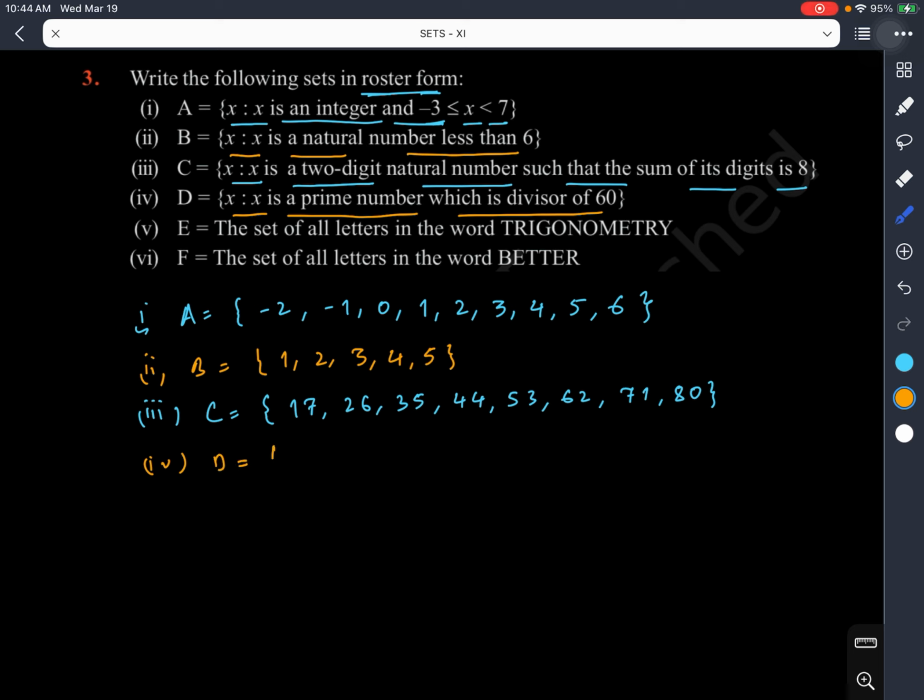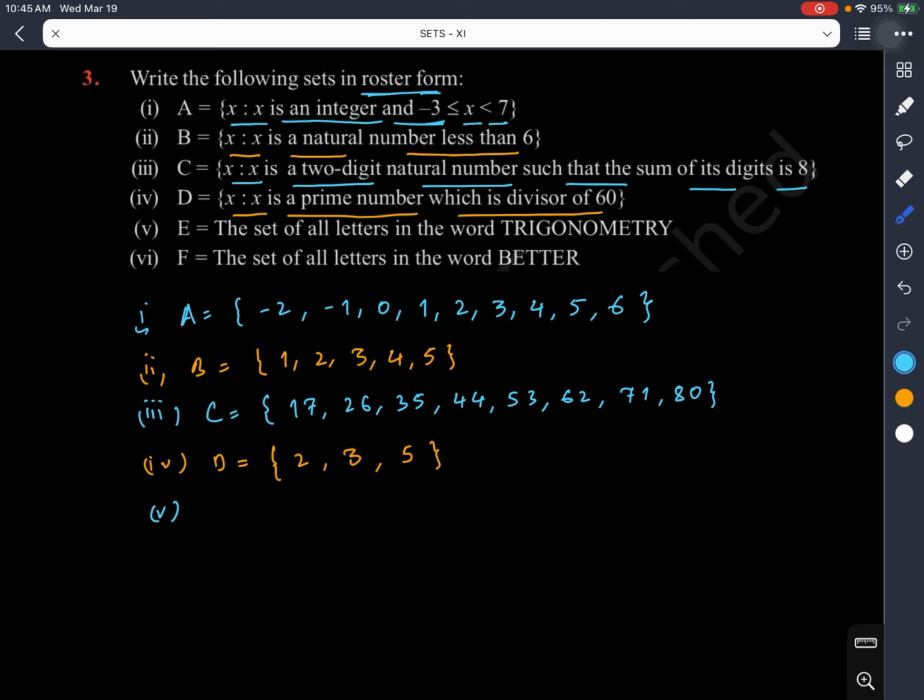So set D will be, the first element will be 2. 2 is prime as well as the divisor of 60. Similarly, next number will be 3, which is a prime number and a divisor of 60. The next will be 5. It is again prime and a divisor of 60. There is no other number which qualifies this very property.